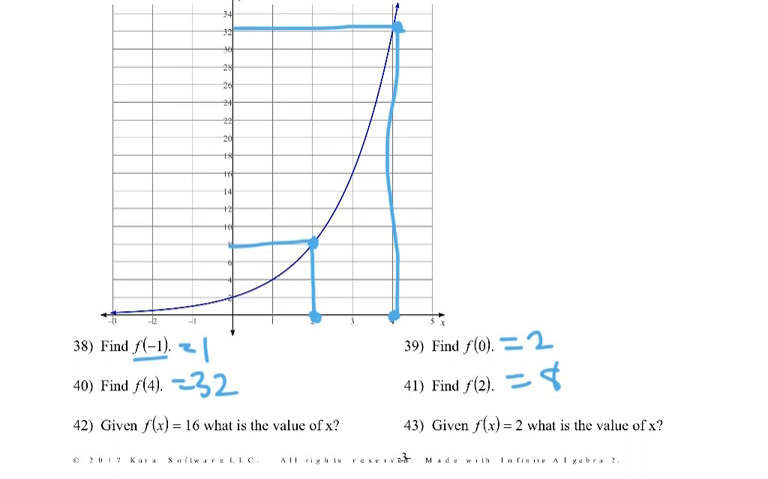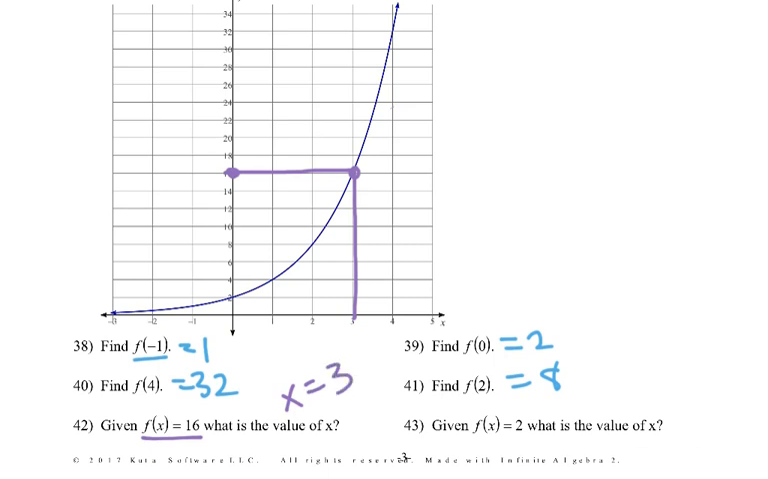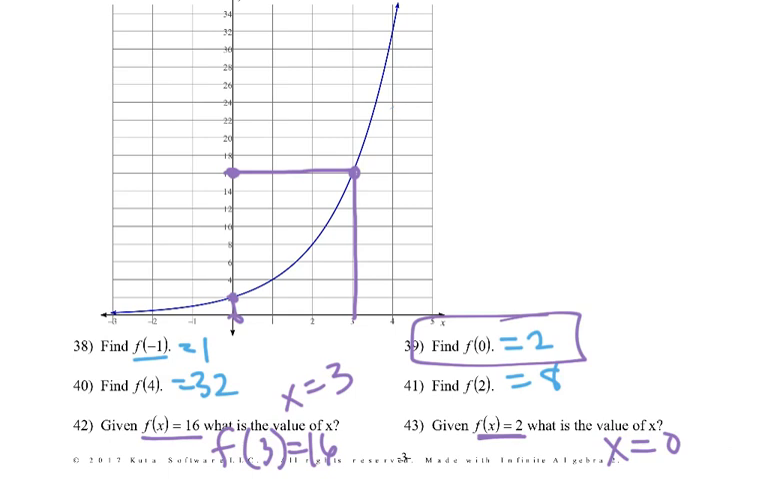Alright, then the last two are just given the outputs. So the y value is what's the x value. So if we go up to 16, so 16's right here, go over to my graph, hits right here at 3, so x equals 3. So f of 3 equals 16. And number 43, what if f of x equals 2? Well, 2, we've already done that one, right? We go down, it hits at 0. So x equals 0, so it's that f of 0 equals 2.